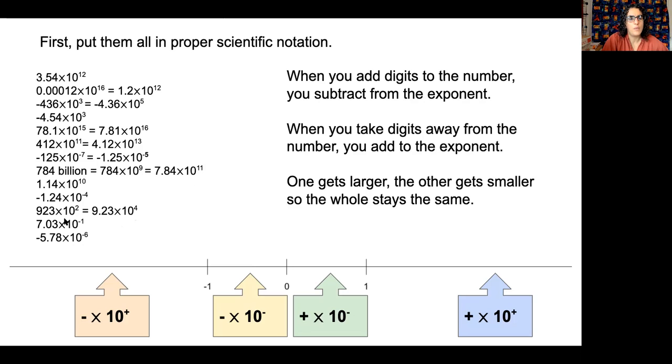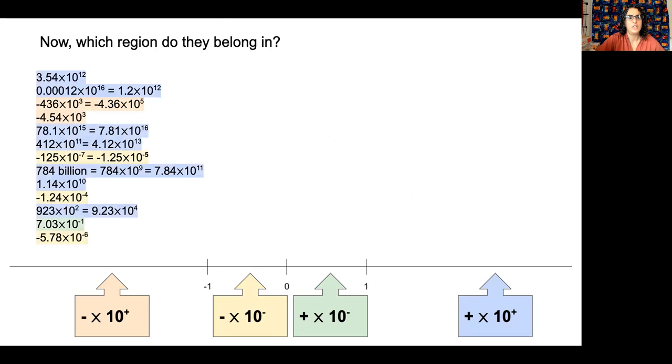I think I only had one more that needed to be fixed up, 923 times 10 to the 2nd. We're going to move that decimal place over 2, make this 2 smaller, add 2 to the exponent to get 9.23 times 10 to the 4th. So there we go. We've turned these all into proper scientific notation.